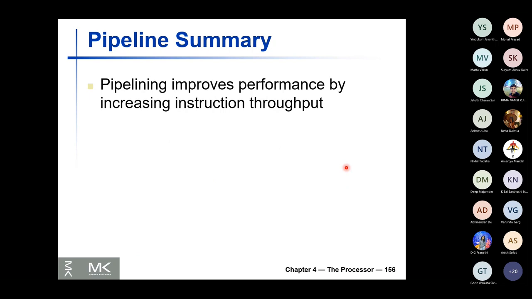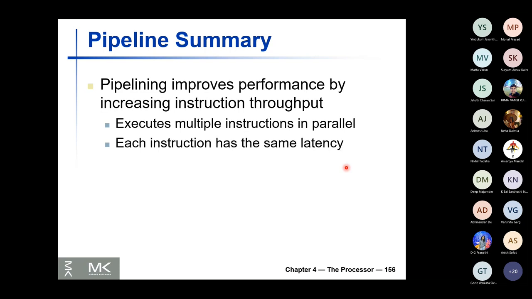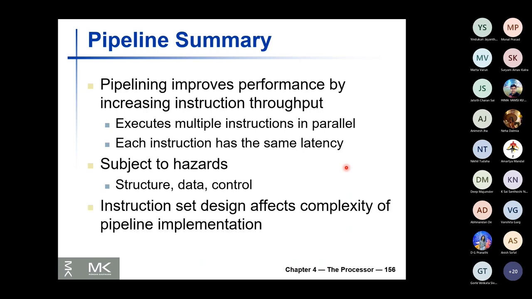So in summary, pipeline improves the performance by increasing the instruction throughput per cycle. It executes multiple instructions in parallel because several hardware resources or modules all become busy processing several instructions simultaneously. But the latency is not reduced, because completion of each instruction takes the same time, but the rate at which the instructions are finished is improved. They are subject to different kinds of hazards.